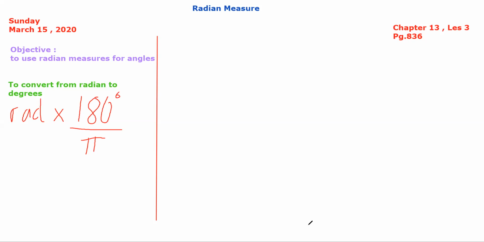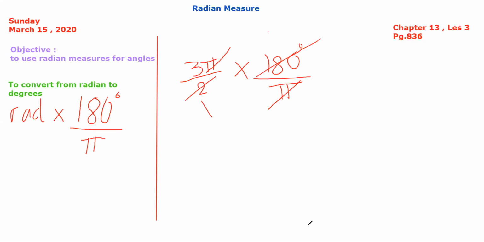Example. If you have 3 pi over 2, this is in radian. I want to convert it to degrees. So I multiply by 180 over pi. Then pi cancels pi. This is simplifying. 2 over 2 is 1. 180 over 2 is 90. Then 3 times 90 is 270 degrees. So 3 pi over 2 is 270 degrees.